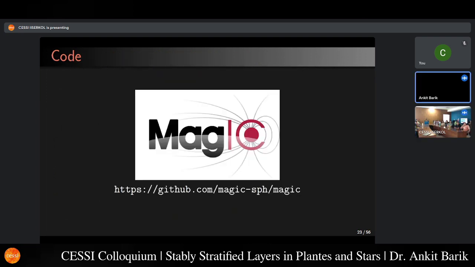So the code I used to simulate this is called MagIC. It's free and open source, and it's one of the fastest and most elastic codes out there. So I would highly advise it.